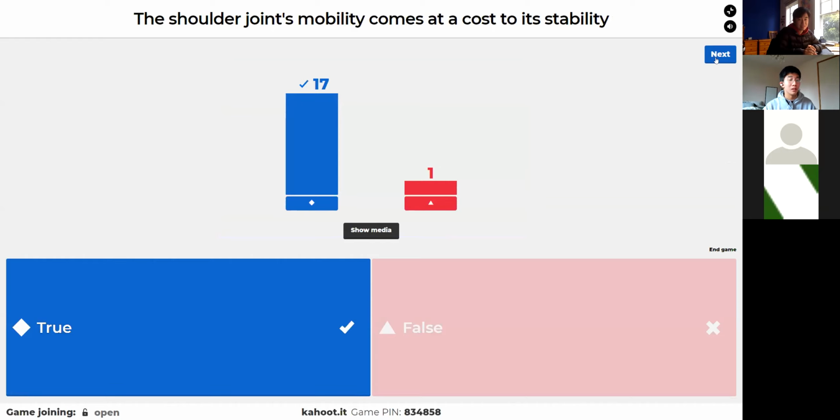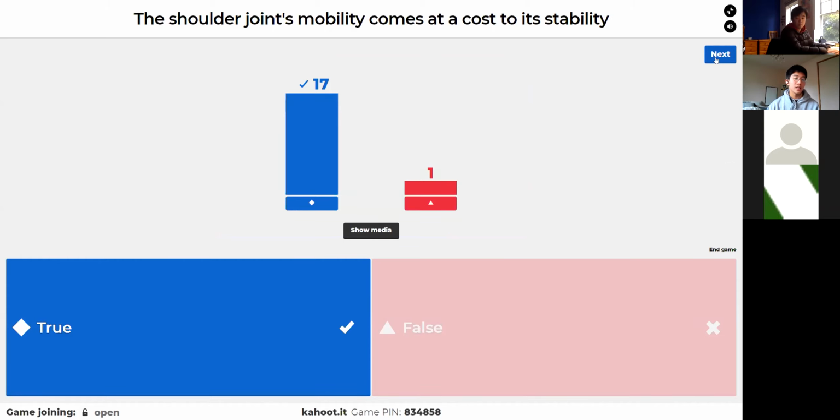So it's all about mobility for your shoulder. You have such a huge range of motion that comes at a cost. Because if you need to move something more, that means you have less attachments, less surrounding ligaments and less surrounding bones, and therefore it's less stable. That's why people absolutely wreck their shoulders and get them dislocated all the time.